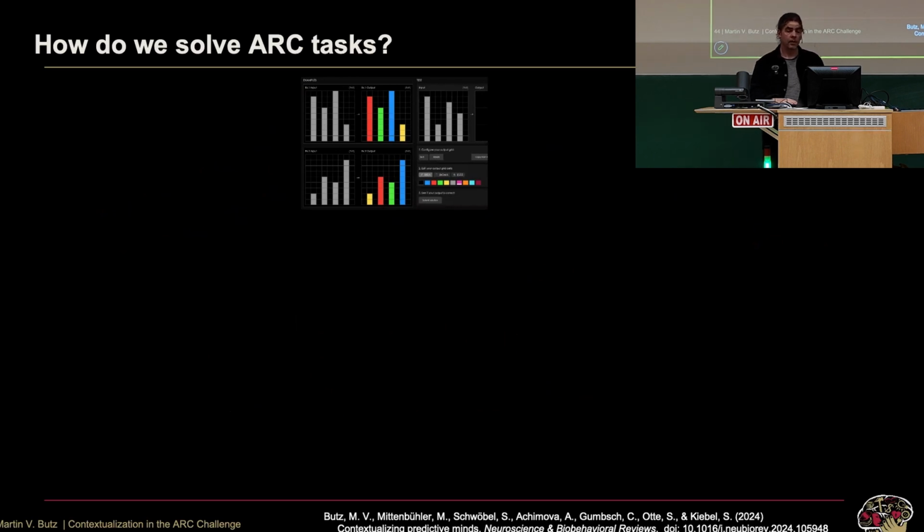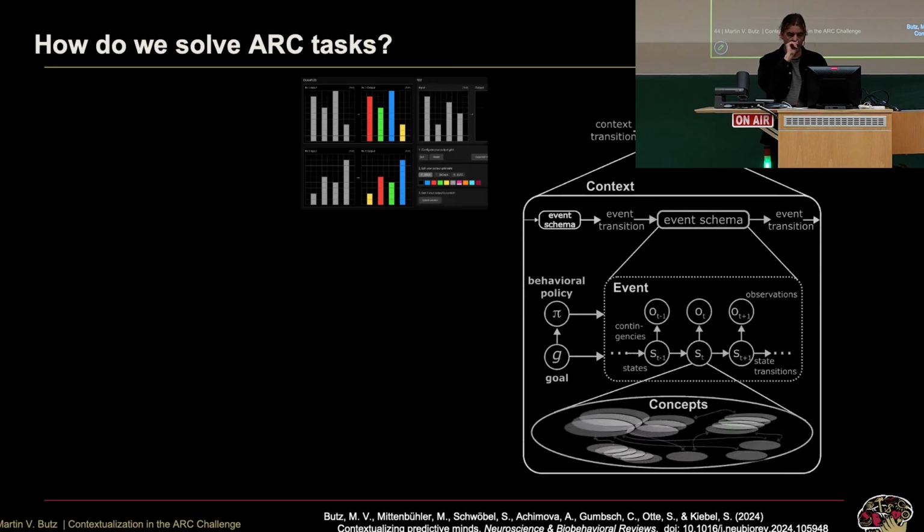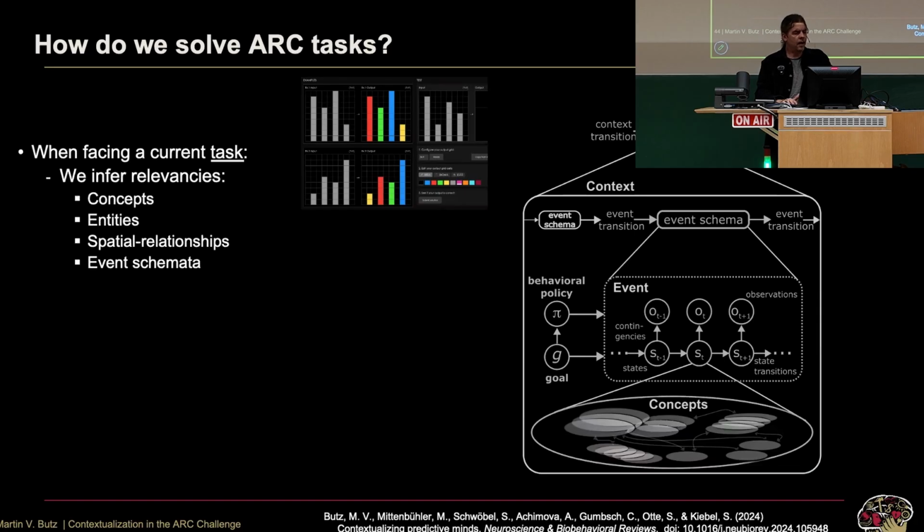So we basically say, okay, we have a contextual frame, and now for an ARC task, my latent space is not this ink color and word representation, and my outcome is not only correct or incorrect; the outcome is basically the matrix. My internal contextual spaces are conceptualized, they contain particular concepts. So when I face a current task, I infer relevancies. I infer concepts, entities, spatial relationships, event schemata, properties of objects, like their height, that I focus on.